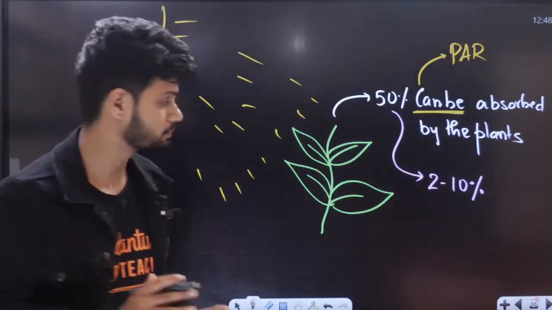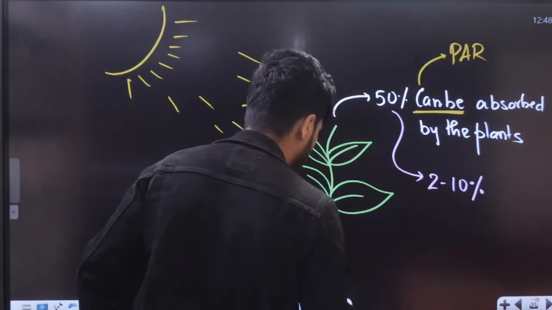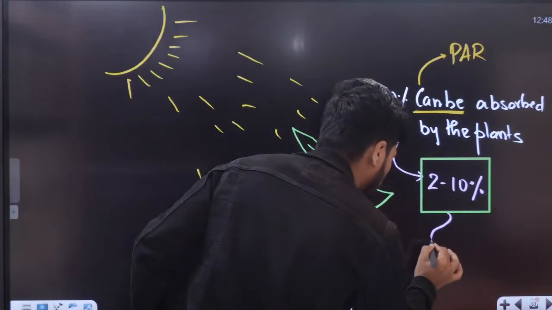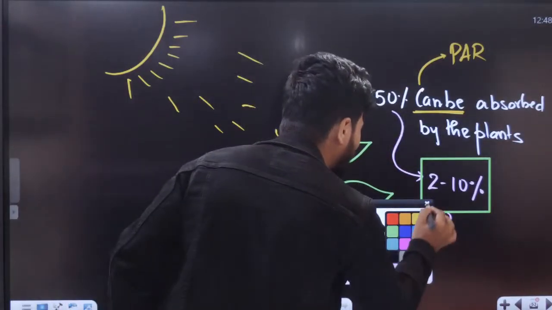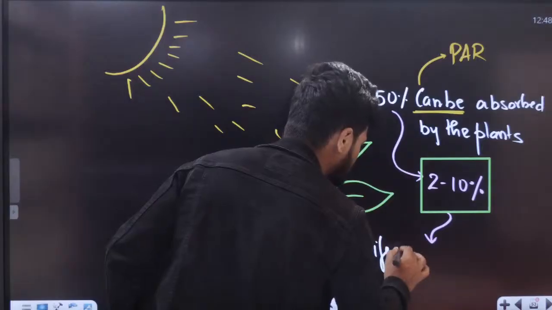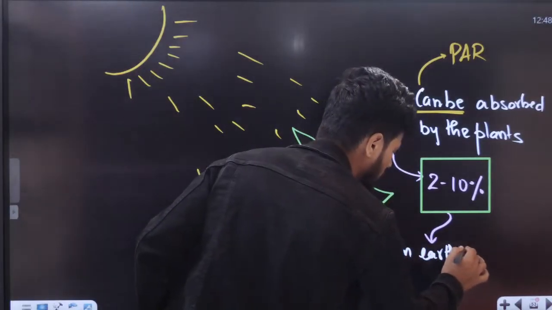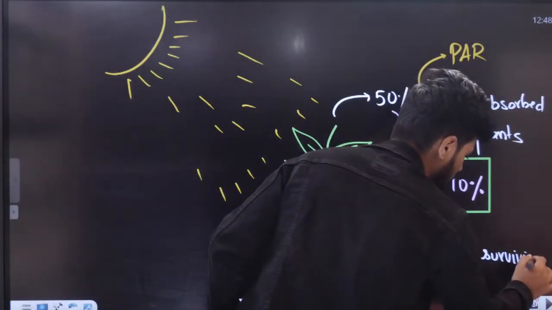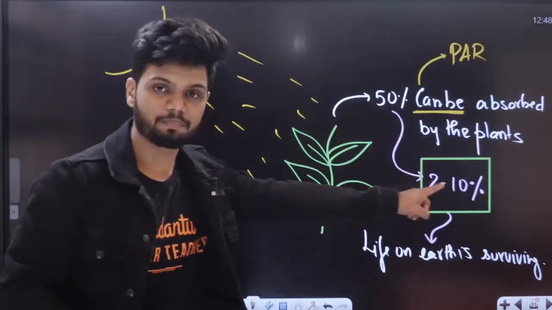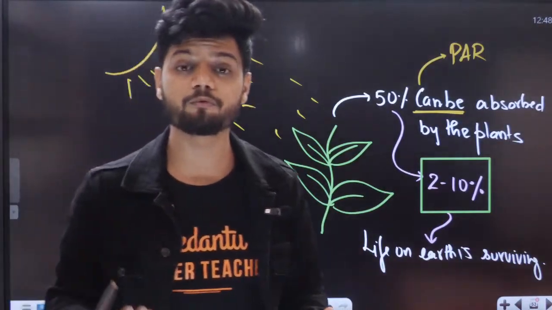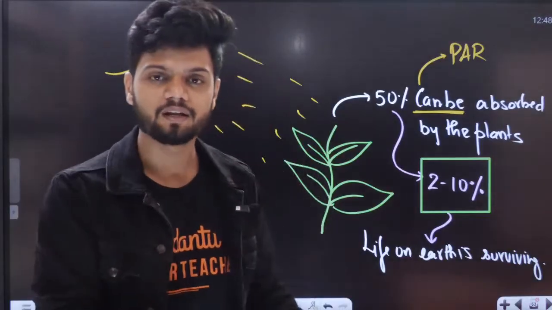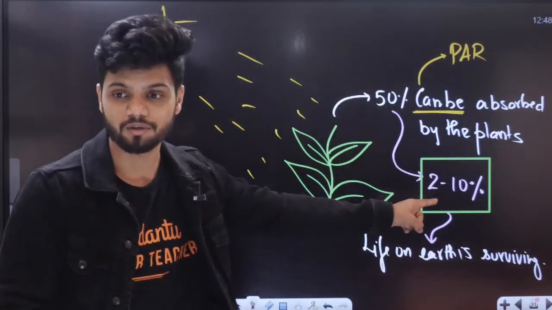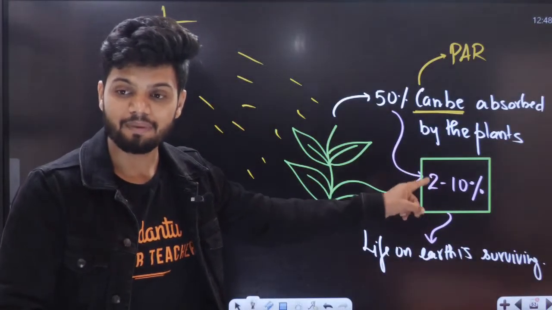And let me tell you, based on this 2 to 10% of energy absorption, the entire life on earth is surviving, except your algae. If plants did not absorb this 2 to 10%, no food for us, no food for the herbivores, no food for the chicken. There is no chicken biryani for you, no mutton biryani for you. So this 2 to 10% plays a major role.